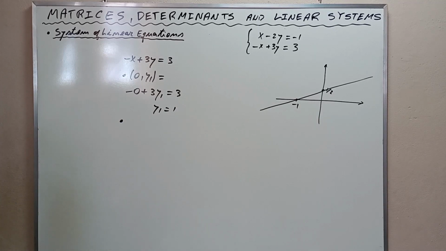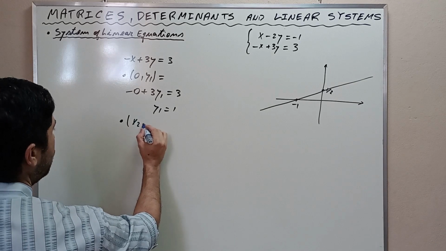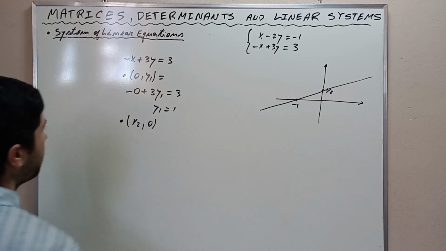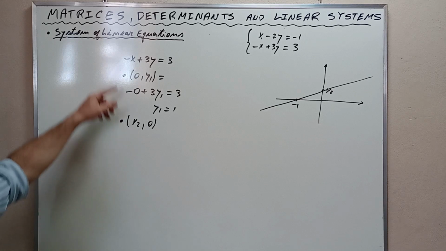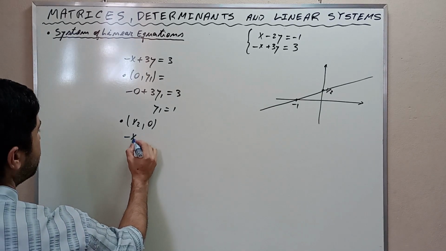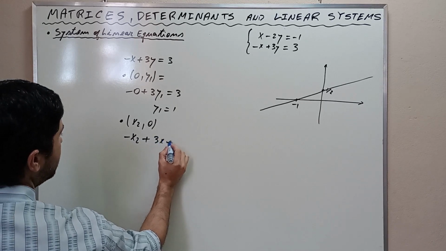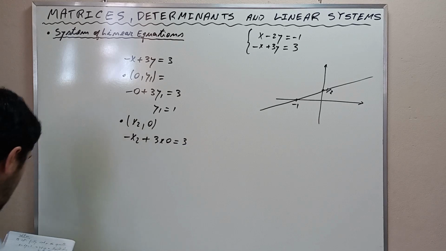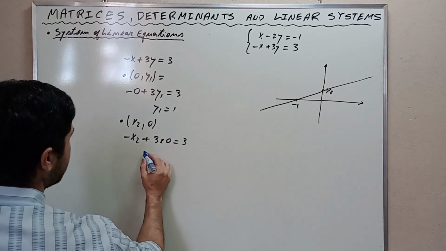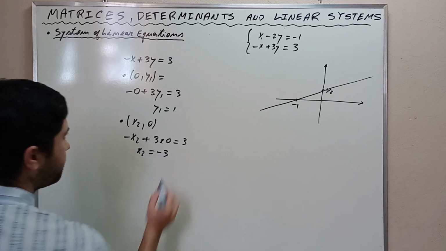Subsequently, we look for the point of intersection of the line with the x-axis. It's going to be x2 and 0. We substitute in the equation, and then we find negative x2 plus 3 times 0 equal to 3, and we find that x2 is equal to negative 3.